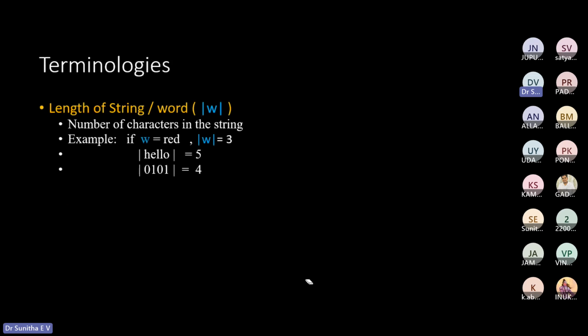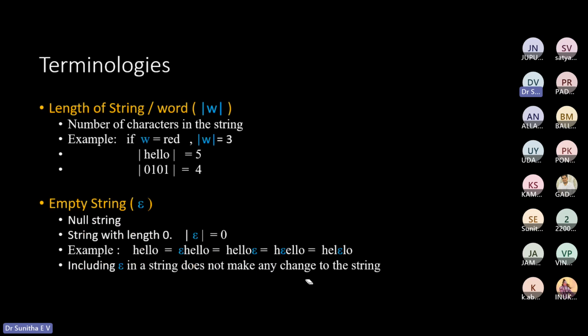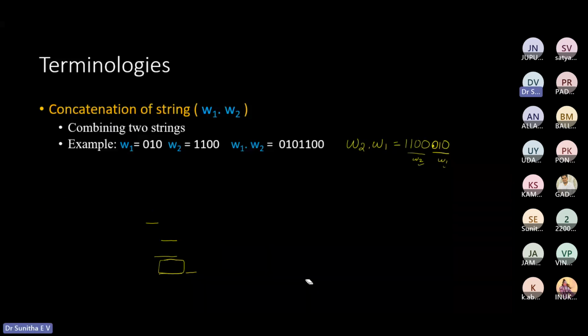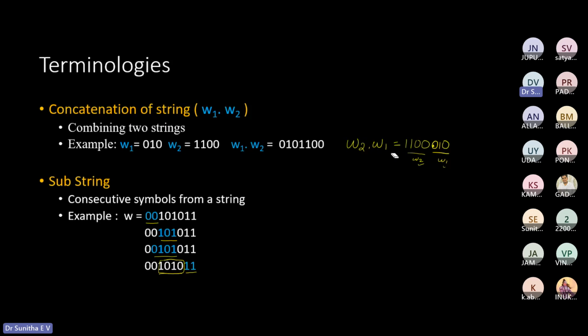Then another term is the length of the string. If string is the collection of characters, when we count those characters, that number is the length. Then empty string is the null string, which has no character or no alphabet in it, its length is 0. Okay, and if we include epsilon in any string, it will not make any change to the string. Then concatenation means combining one string to the other. W1.W2 means first we have to write W1, then W2. If it is W2.W1, first we have to write W2, then write W1. That is concatenation.